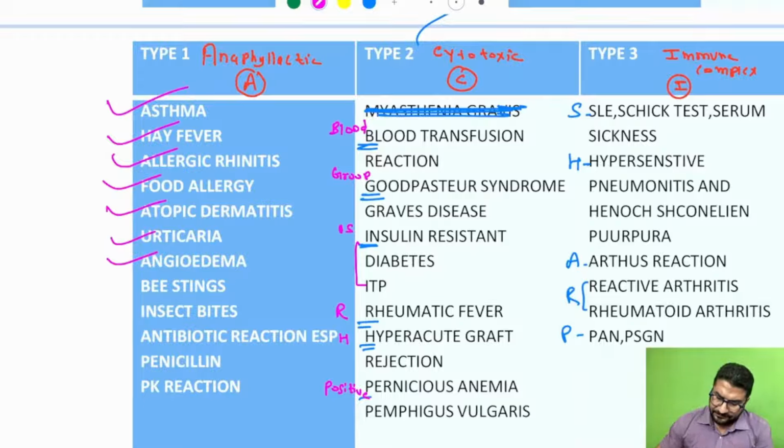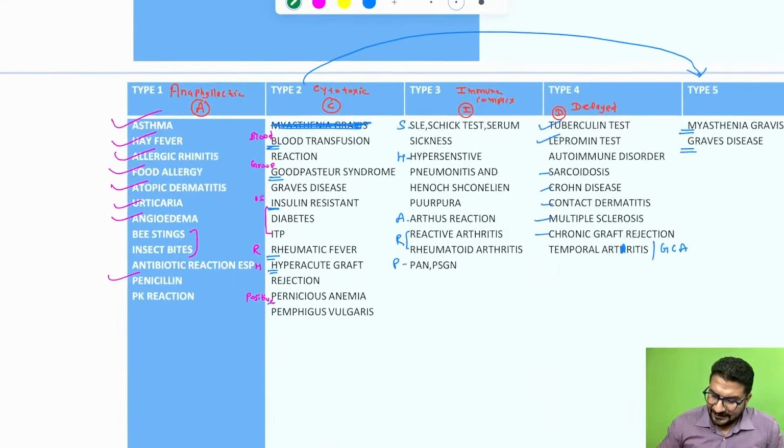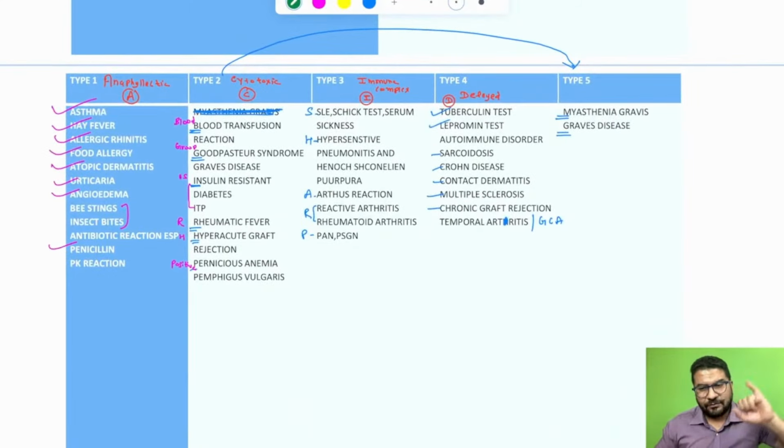Antibiotic reaction, especially penicillin, is type 1. Then remember, any type of sting or bite, like scorpion sting, bee sting, snake bite, mosquito bite, fly bite, dog bite, cat bite, love bite, all of these bites, all will be type 1. So bite allergy, these are type 1. All types of bite, all types of sting, all types of allergies are type 1.